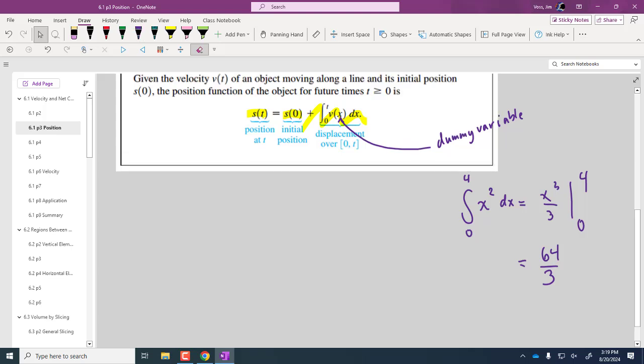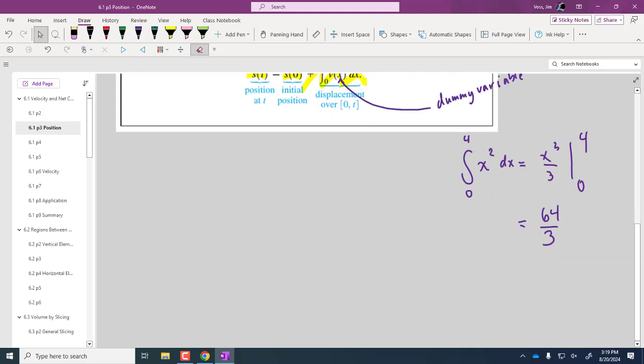Is there a variable in here? No. That letter always disappears. That's why we call it a dummy variable. It's just a placeholder. We use that variable, we do our calculus on it, we plug in our limits of integration, and it disappears. So that x inside the integrand is a dummy variable. It's not really a variable, so we can use whatever letter we want.